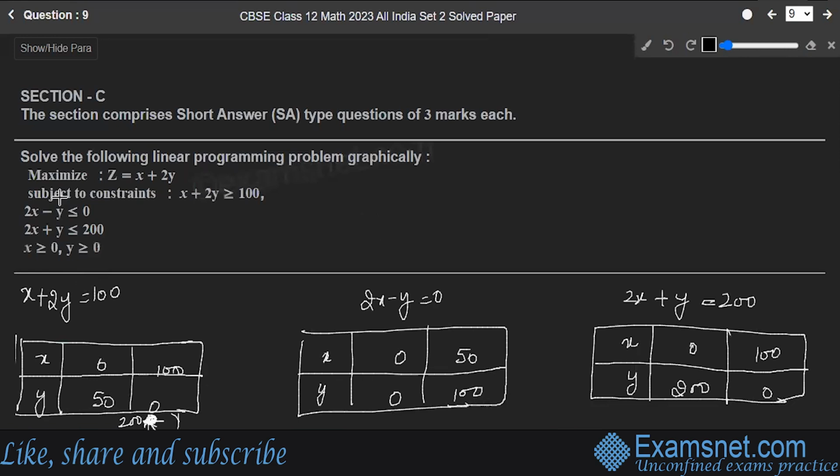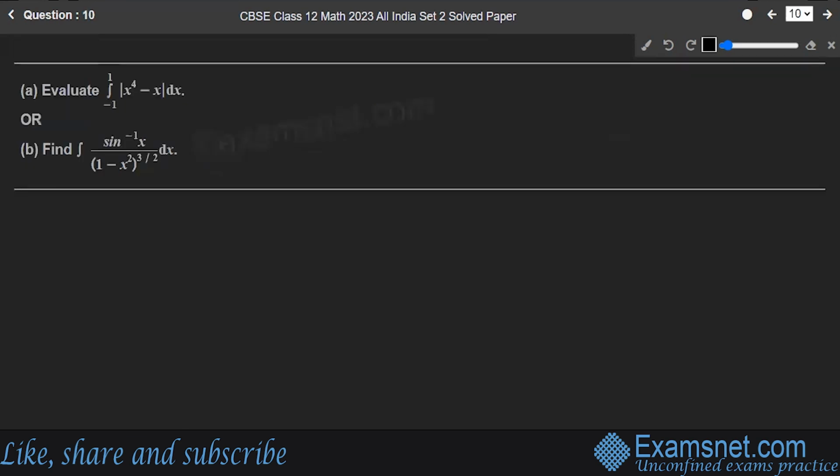I hope you got that. You have to solve the linear programming problem graphically using this. So x = 50, y = 100 is the answer. Hope you got that. Next is question number 10.